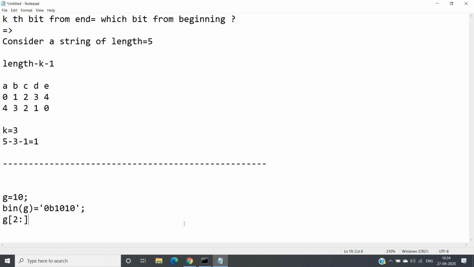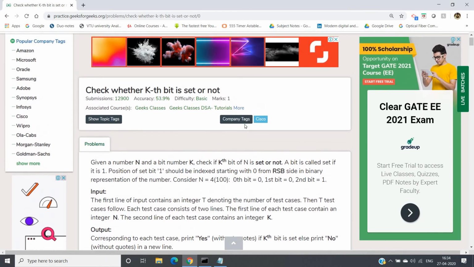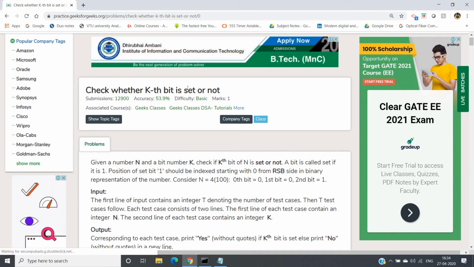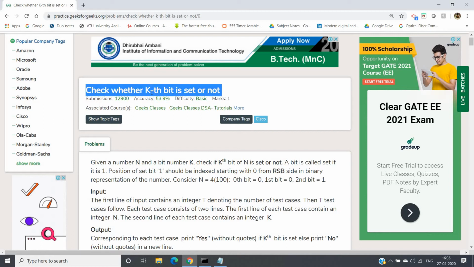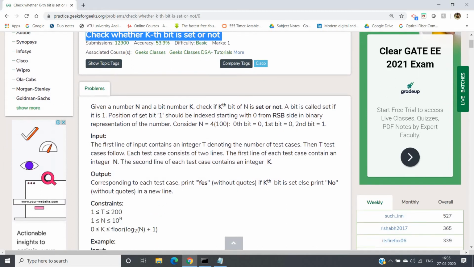Using these two concepts, let us try to solve one problem, and the problem appeared in the Cisco interview process. The problem is: check whether kth bit is set or not. So understand the problem statement properly. Given a number n and a bit number k, check if the kth bit of n is set or not. A bit is called set if it is 1. The position of a set bit should be indexed starting with 0 from the RSB, that is the right hand side, in the binary representation of a number.